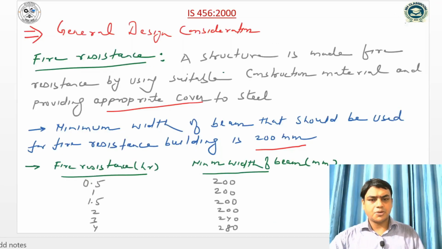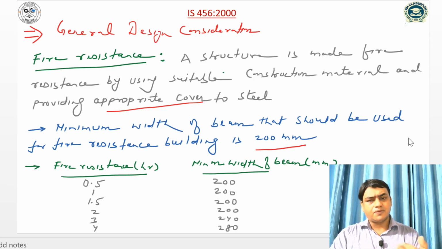So let us start with the general design considerations. Firstly, I will talk about fire resistance. Generally, appropriate cover of steel is provided for fire resistance, and there is a minimum width of the beam according to the IS 456 code. The minimum width of the beam that should be used for fire resistance is 200 mm.